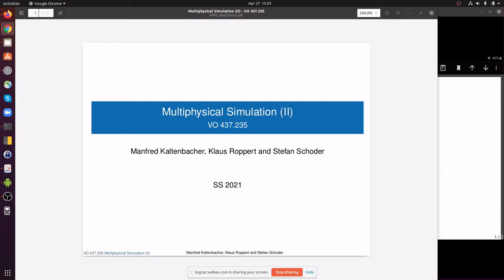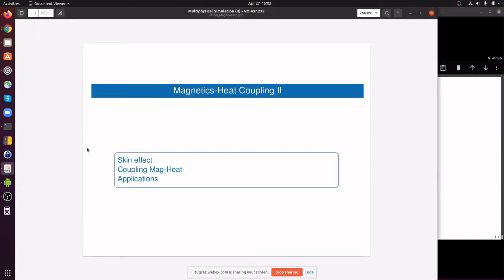Okay, again, our topic for today will be like an extension of last week's topic. So we will deal with the skin effect, which you probably already know what it is. Then we'll discuss the coupling of the magnetics with the heat PDE in more detail than we did last time. And I will also show you two application examples of induction heating simulation. So actual applications where you can use magnetics-heat coupling.